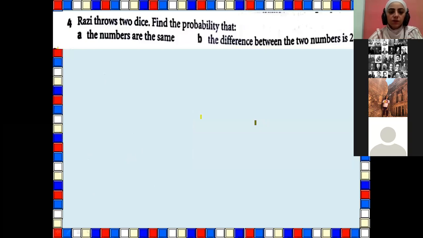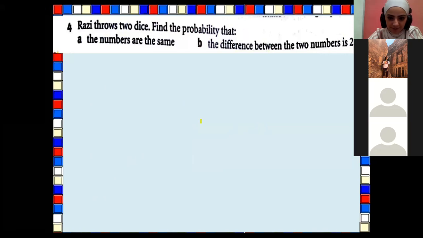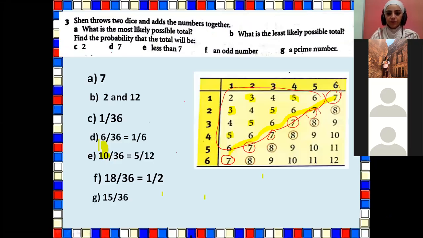Okay, let's go to the next slide here. Razi throws 2 dice. Find the probability that the numbers are the same and the difference between the 2 numbers is 2. Yalla, Zena. Find the numbers that are the same. So first we need to show the results. This is our table here. The same table.